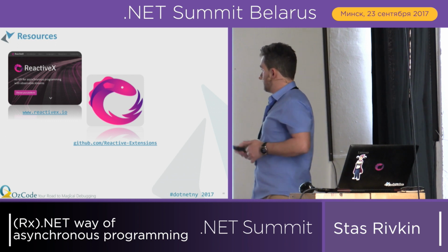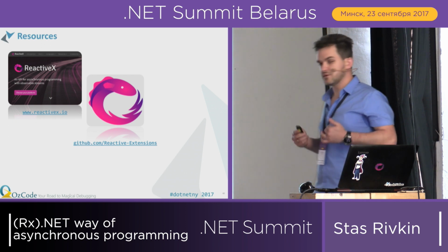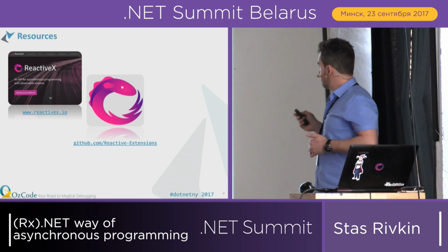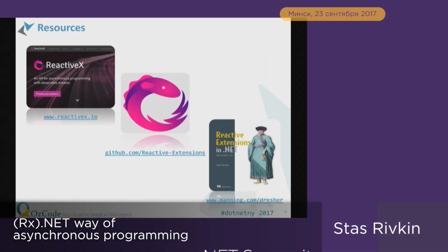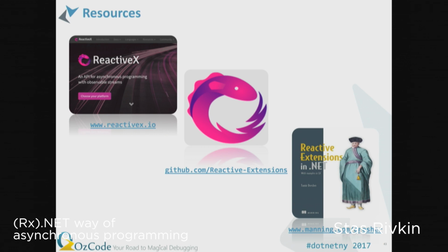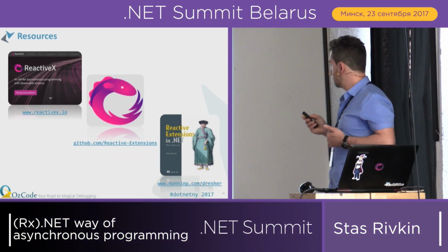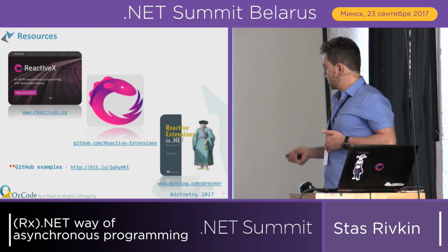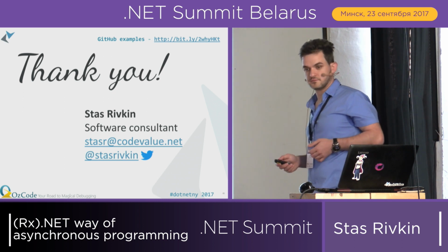This is their GitHub, and it's open source. You can download it and play around with it. But if you want a deeper understanding of it, I urge you to get this book, Reactive Extensions in .NET, by Tamir Dresher, who is a senior architect at CodeValue. It has a huge number of examples and a deeper dive into operators and how to combine them. And all of the examples will be published at this URL. And that's it. Thank you.